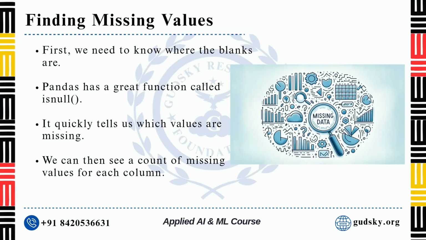The first step is always to identify the problem. Luckily, our friend Pandas makes this incredibly easy. We can use a special function called isnull, which tells us exactly which cells are empty. We can then combine this with the dot sum function to quickly count how many missing values are present in each column. This gives us a clear picture of the problem and helps us decide our next step.